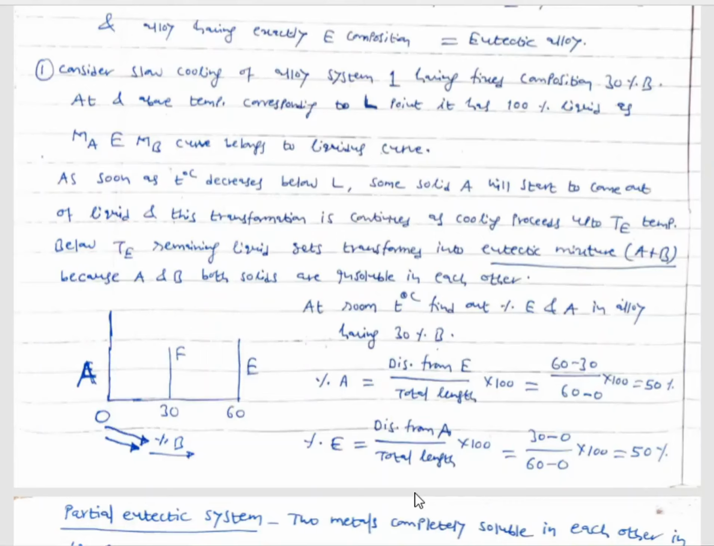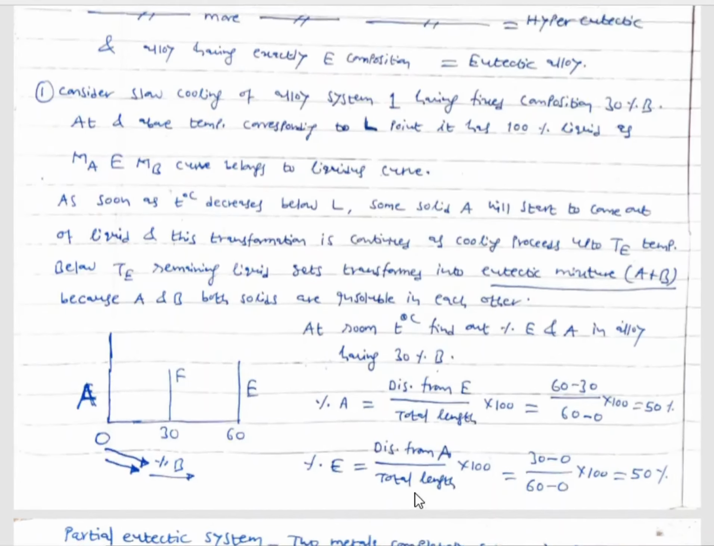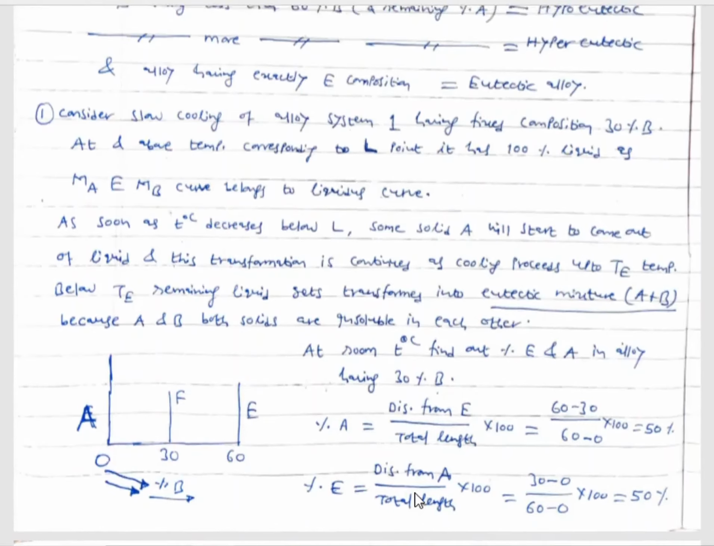So remaining phase, that is eutectic mixture, must also be 50% because the total percentage of these two phases in the microstructure must remain 100%. So percentage E, distance from A. Distance from A means AF divided by total arm length AE. So value of AF is 30 minus 0 divided by total length AE, it is 60 minus 0. So it will also come 50%.